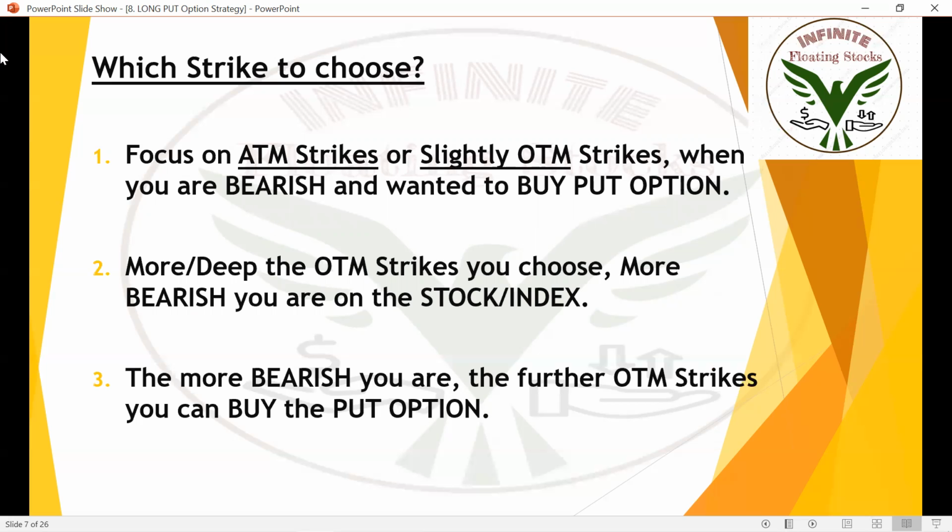Which strike price to choose? Simple. Focus on ATM strikes or slightly OTM strikes. ATM is the at the money strike. OTM is the out of the money strike. In the option chain table, what is the color of OTM strikes? Yes, you are right, the color of OTM strikes is white. So let's get on to the option chain table.